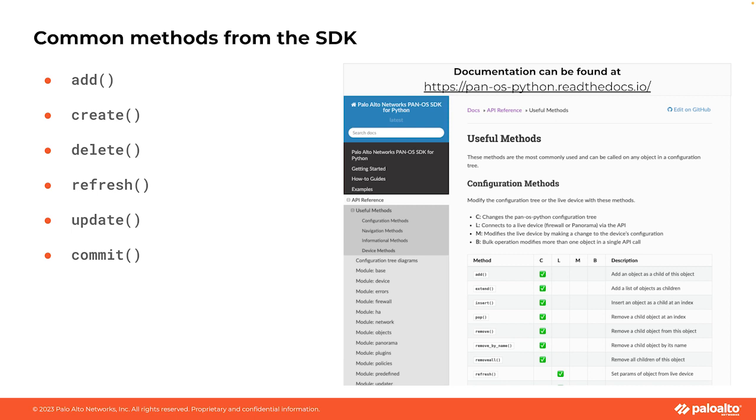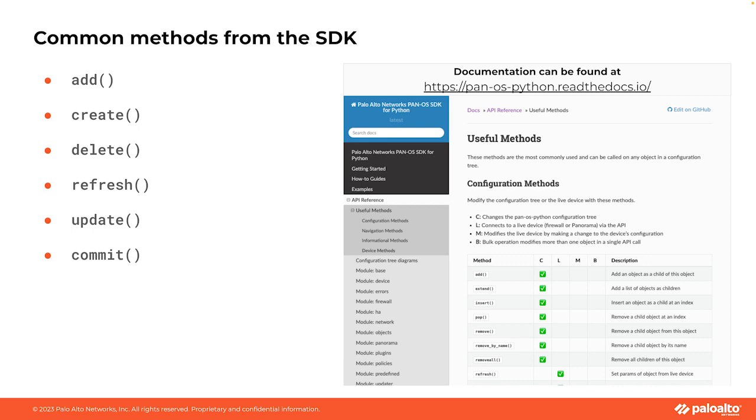On the other hand, the delete method, just like the name suggests, removes the object from the live device and the configuration tree. This is a destructive method that should be used carefully. The refresh method is an interesting one because it sets the parameters of your Python object with the parameters from the live device. This is very useful when you want to sync your local object state with the state of the device.